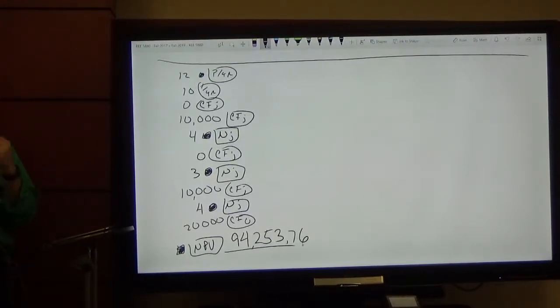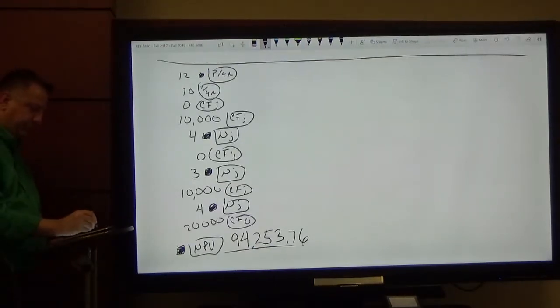Our calculator does not have a net future value function. So what we've got to do is solve for net present value and then compound it forward to get, in essence, the equivalent of net future value. So what you're going to do is you're going to clear everything out once you've got that number.